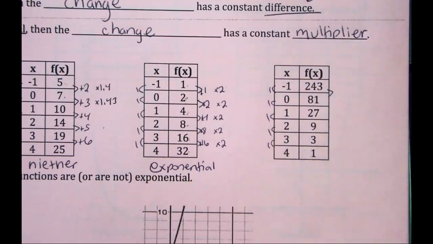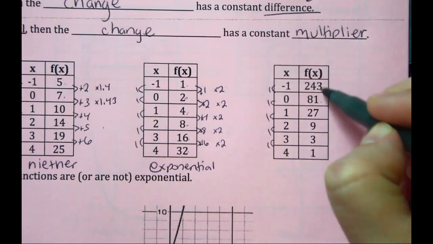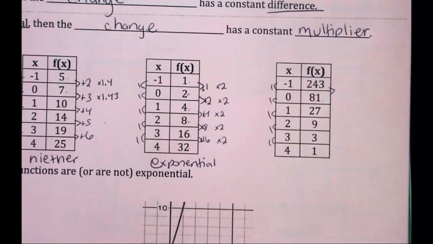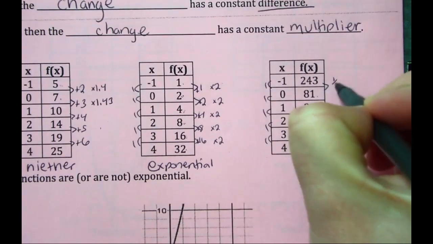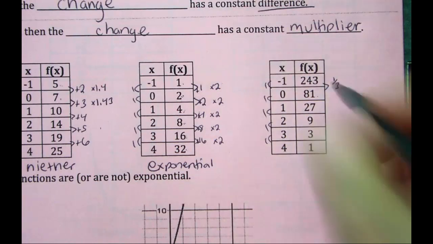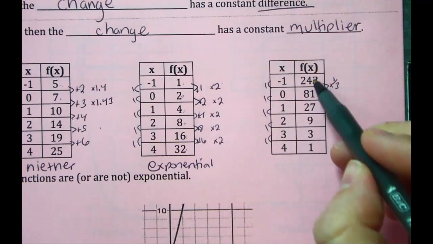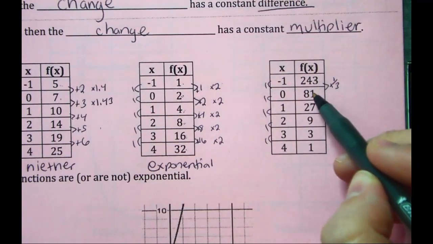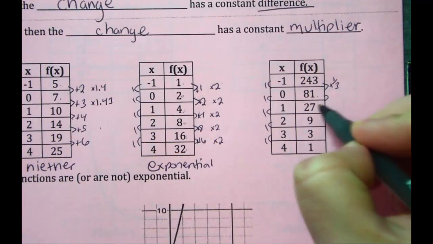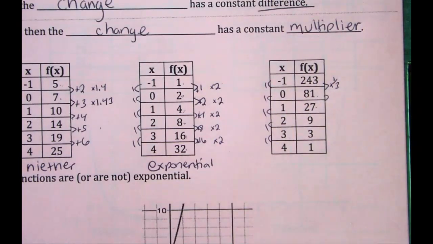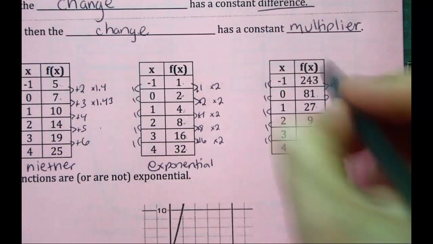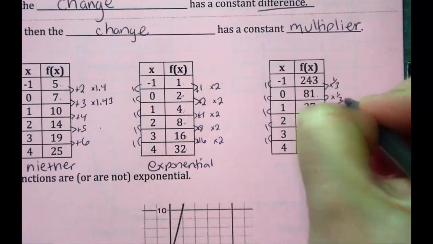To find the multiplier, I'm going to take the number below and divide by the number above. So 81 divided by 243, and I get 1/3. That's my multiplier. 243 times 1/3 would give me 81. Now I'm going to find it here. So I'm going to take that and divide it by 81. So 27 divided by 81, and I get 1/3 again. So a multiplier of 1/3.